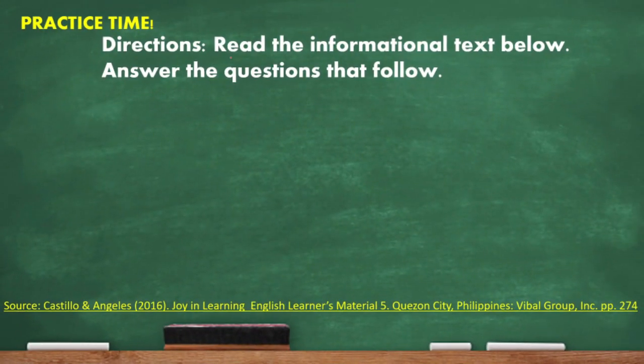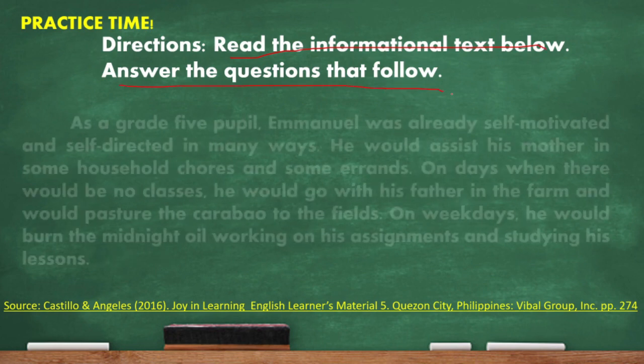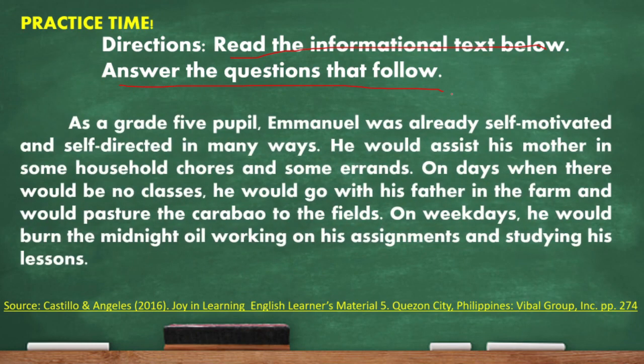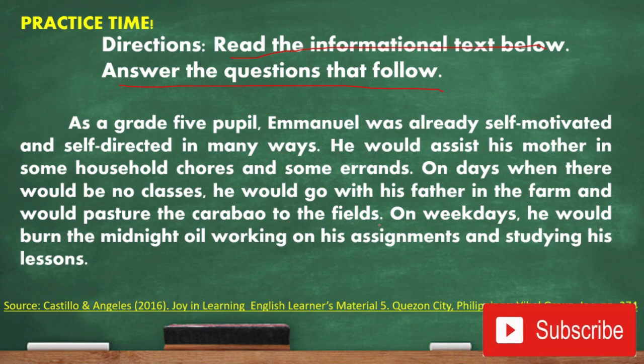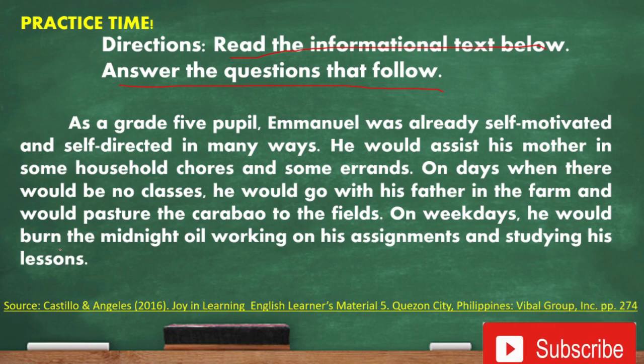Alright, it's practice time. All you need to do is read the informational text below and answer the questions that follow. Let's have this read. As a grade 5 pupil, Emmanuel was already self-motivated and self-directed in many ways. He would assist his mother in some household chores and some errands. On days when there would be no classes, he would go with his father to the farm and would pasture the carabao to the fields. On weekdays, he would burn the midnight oil working on his assignments and studying his lessons.